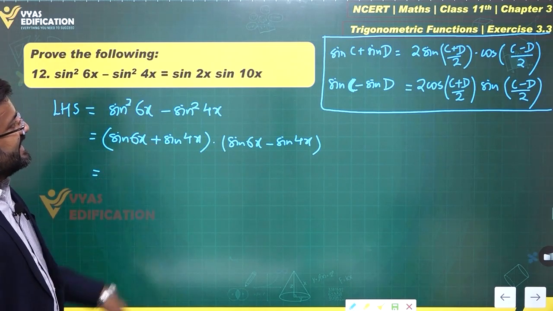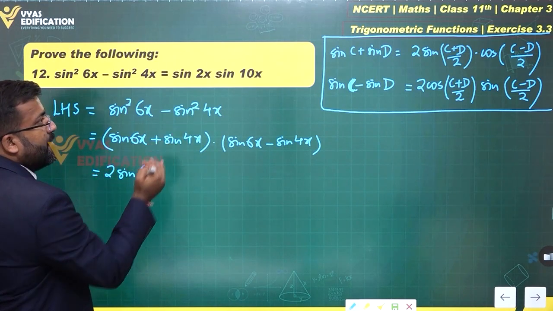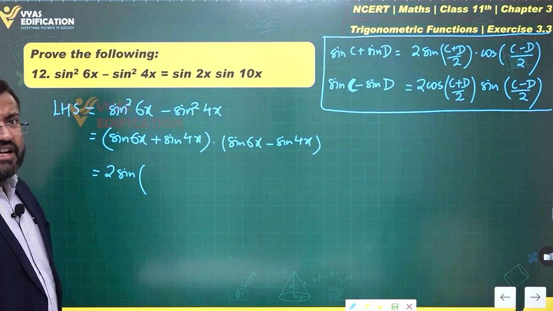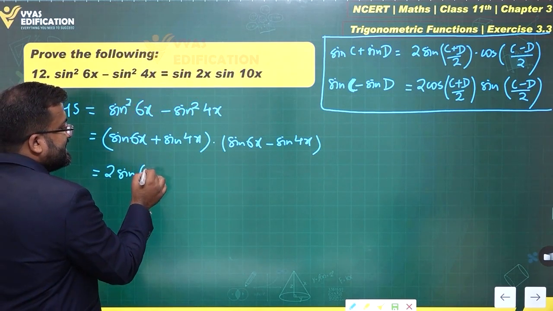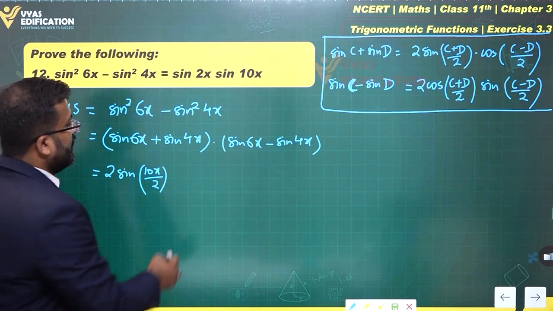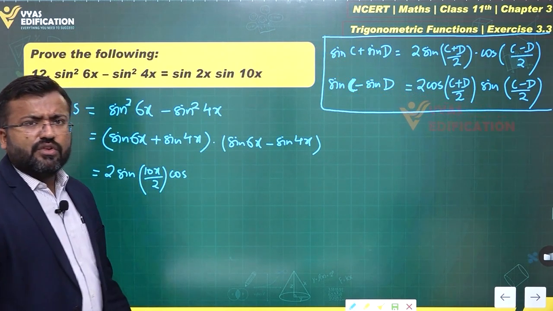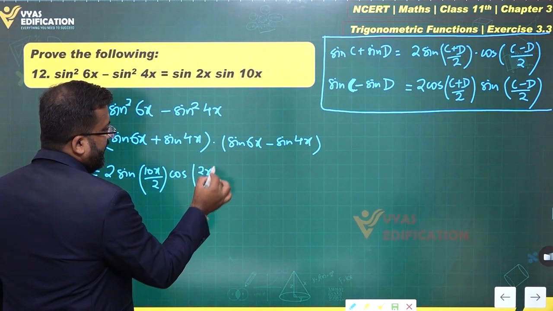Is sin C plus sin D, which can be done as 2 sin C plus D by 2. What will that convert into? C plus D by 2. This will be 6x plus 4x by 2, which is 10x by 2. Sin C plus D by 2, cos of C minus D by 2. Now what is C minus D? 6x minus 4x, which is 2x by 2.